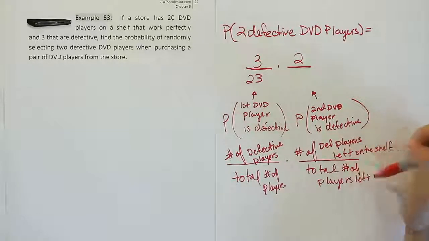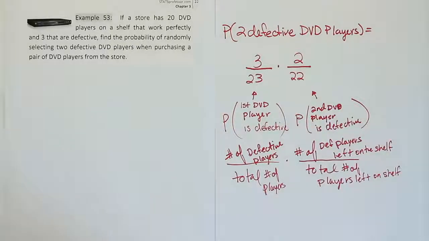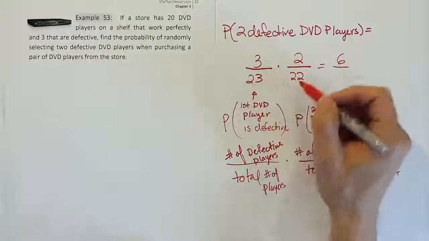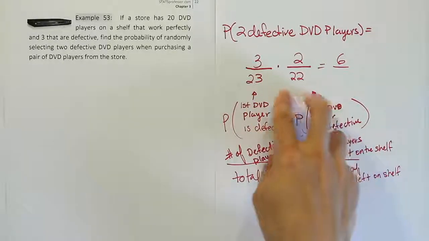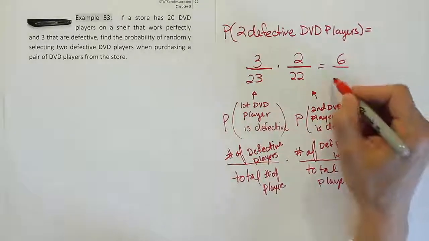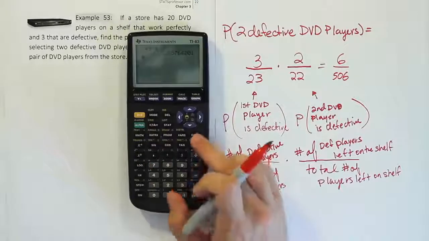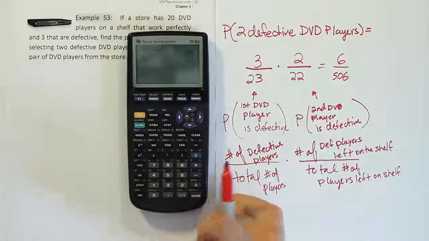And how many total players are left on the shelf? Only 22 because, again, one of the players is in your shopping cart. And so that's your final answer there. 3 times 2 obviously gives you 6, and then 23 times 22, that's 400 plus another 100, that's 500. I think it's 506. Let me just double check that with my calculator. So we have 23 times 22, and yes, that's 506.